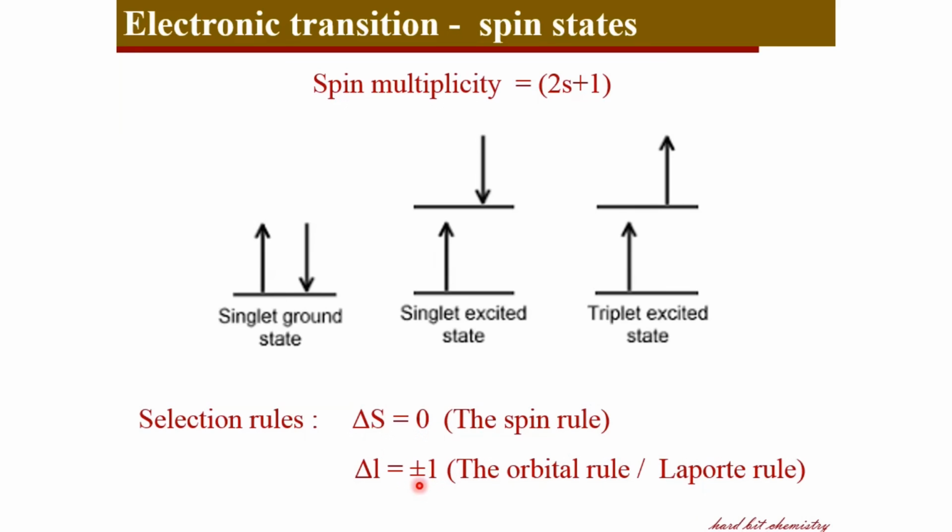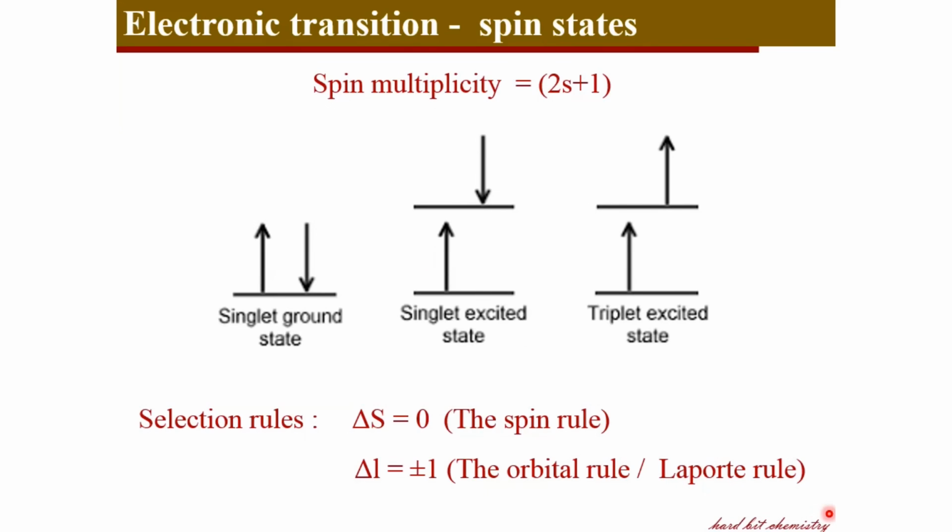And for centrosymmetric molecules, the Laporte selection rule, or the orbital selection rule, also applies, that is, the change in orbital quantum number delta L should be plus or minus 1. So this is about the selection rules for electronic transitions. The spin multiplicity should be preserved, and that applies to all molecules, and the Laporte rule applies only to centrosymmetric molecules.